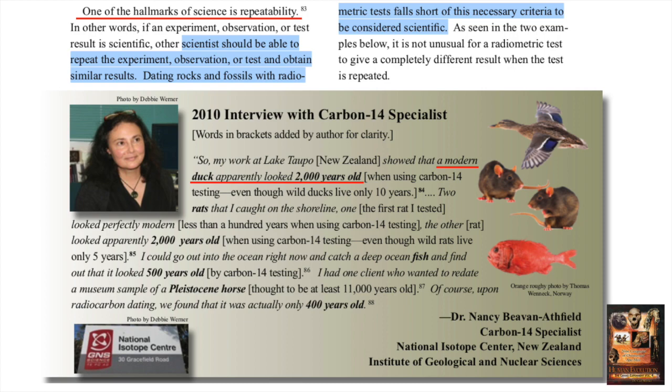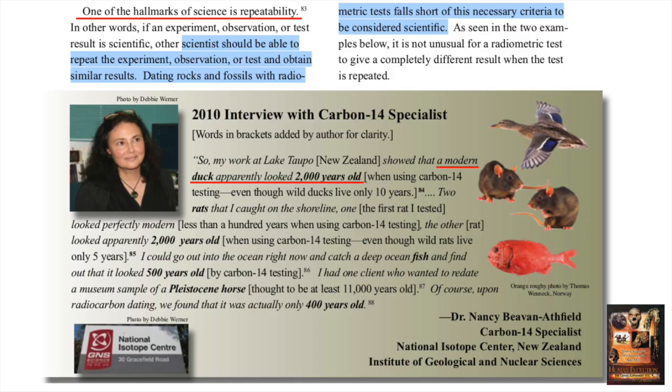And now we come to carbon dating. One of the hallmarks of science is repeatability. And so it doesn't matter who does it, you should all get the same results. And that doesn't happen when they radiometric date rocks. And it says dating rocks and fossils with radiometric tests falls short of the necessary criteria to be considered scientific. And this scientist, he carbon dated a duck that was just killed, a modern duck, and it tested to be 2,000 years old.